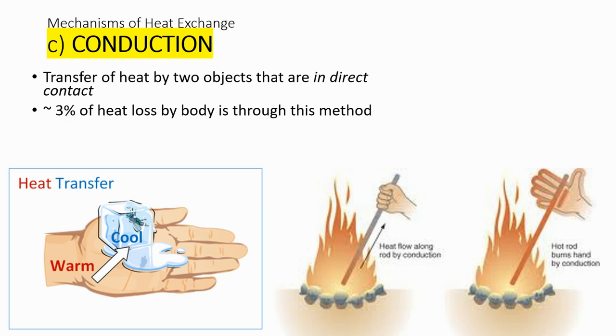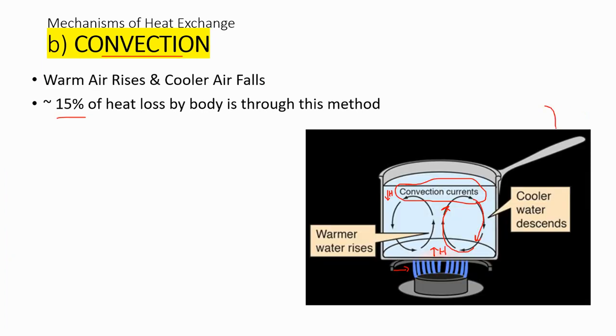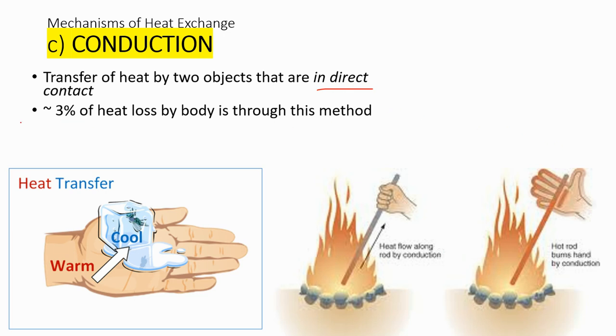C, conduction. Conduction is transfer of heat by two objects that are in direct contact with each other. So this would be if you touched a pot on the stove. Let's go back to our picture here. If you were to touch the handle, that would be you getting heat from the handle. You're directly touching the handle. 3% of heat loss is through direct contact. So for instance, if you hold an ice cube, again, things go from high heat to an area of low heat. And so that would be the heat from your hand is going to the ice cube. It's going to cause the ice cube to melt and your hand to be cool.